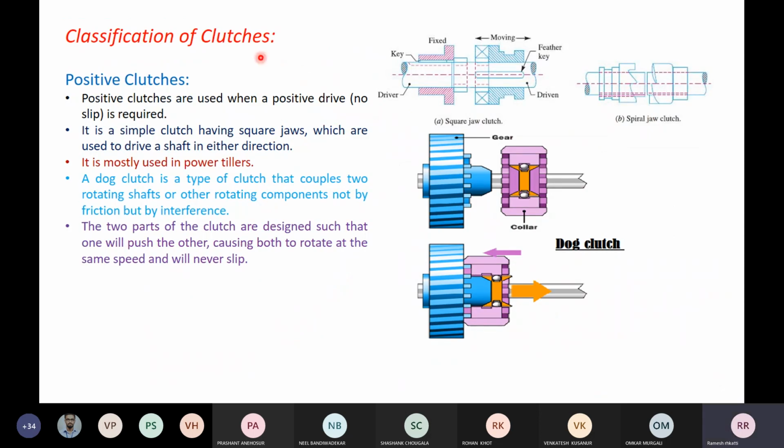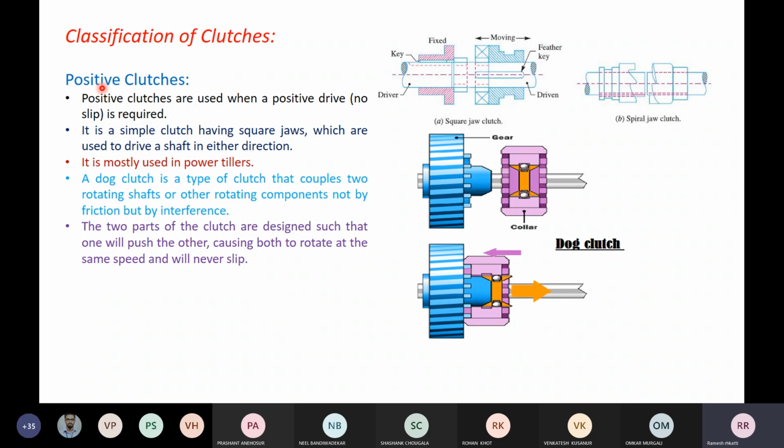How are these clutches classified? Basically, clutches are classified into two types: positive clutches and friction clutches. In friction clutches, two types are there: one is the axial friction clutch, and the other is the radial friction clutch. First, we'll see positive clutches.